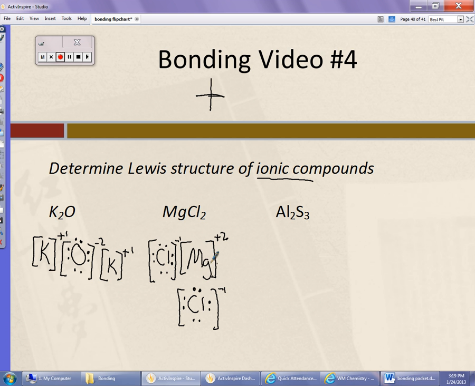A couple things to notice here. The positive ions always ended with no electrons around them because they lost the electrons. The negative ions always end up with all 8 because they have gained electrons, which is why they now have a negative charge. So over here with the aluminum and the sulfur, we know the aluminum has to be the positive because we always start with the positive, then we go to the negative. So we're going to have our aluminum, our sulfur, our aluminum, our sulfur, and another sulfur. We can put the brackets around them.